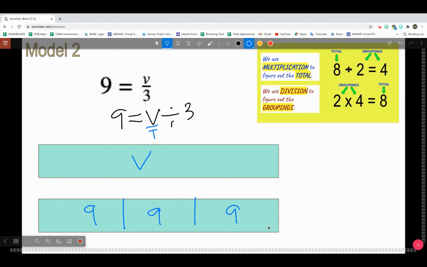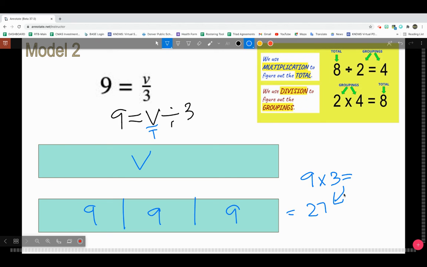And this is just repeated addition. 9 plus 9 is 18. 18 plus 9 equals 27. Or what I can do as well is multiply. 9 times 3 equals 27. So this is how the model works.